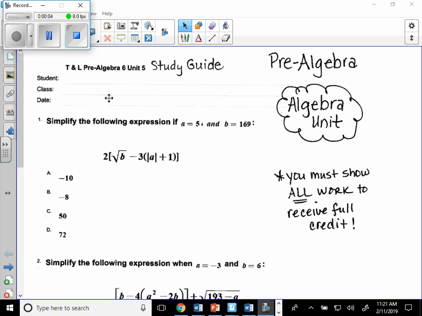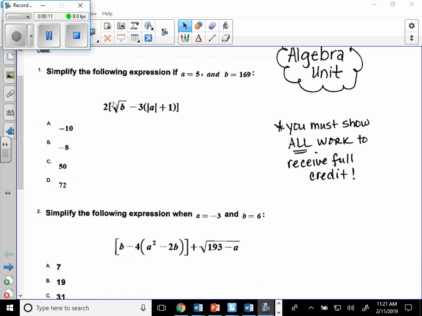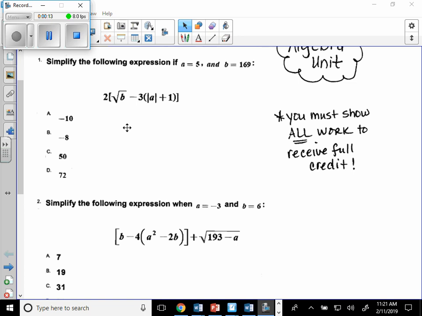We're going to go over the algebra unit for the study guide. If at any time I go too fast, just pause the video, but I'm going to go through several problems with you, and if you have any questions, just make sure you ask in class for us to go over these problems. So I'm going to start with number one.